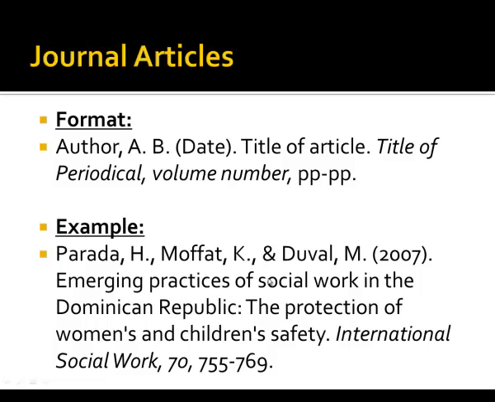Now, below I've provided you with an example of what this might look like based upon a real and an actual journal article. What you're going to notice is that I've included the last names of each of these authors, as well as the first initial from their first names. I also include the year that this actual article was written and the title of the article itself. In italics, I include the name of the journal that the article came from, including the volume number and the page numbers that the journal article can be found on.